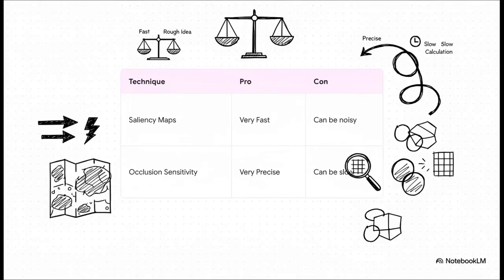So at the end of the day, it's a trade-off, right? Saliency maps give you a super fast but kind of rough idea. Occlusion sensitivity, on the other hand, gives you a very precise answer. It just takes a whole lot longer to get it.